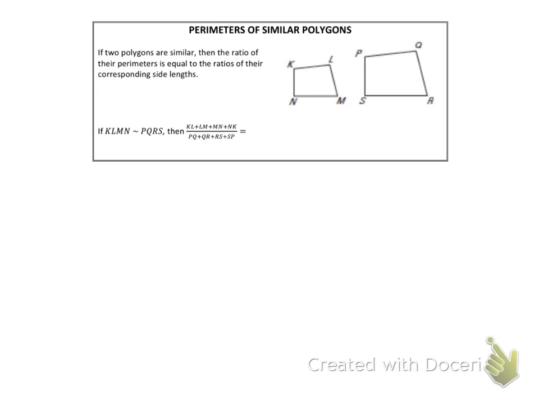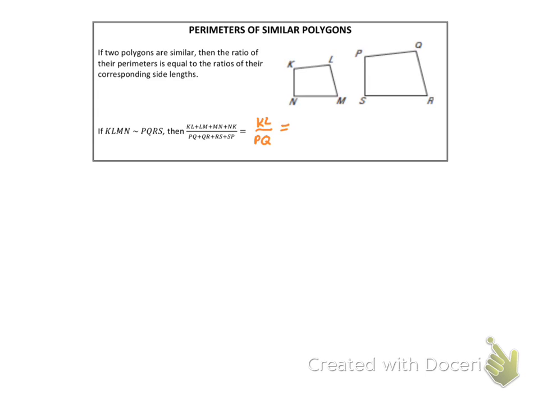Perimeter is still one-dimensional. So if the two polygons are similar, the ratio of their perimeters has to equal the ratio of their corresponding side lengths. So in this example, if I have these two similar quadrilaterals, then their perimeters are going to equal each of these corresponding side length ratios. So, nope, not equals. Sorry about that.